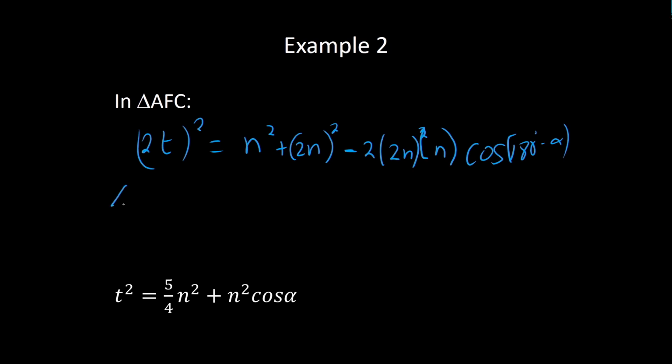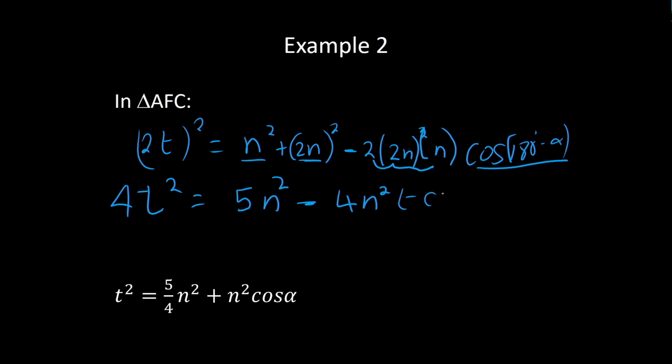So we end up with 4t squared is equal to 4n squared plus n squared gives me 5n squared minus 2 times 2 is 4 times n is 4n squared. Now look at this cos of 180 degrees minus alpha. That's now using reduction formula. This is why I said this is a nice section. It combines everything we've learned so far. I remember that cos of 180 minus alpha is negative in the second quadrant. So I end up with negative cos alpha.